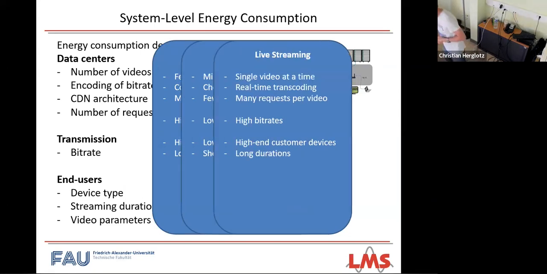So we have high bit rates. And of course, we still have high-end customer devices. So basically, the people who watch live streaming are in a similar condition as the ones in on-demand video streaming.